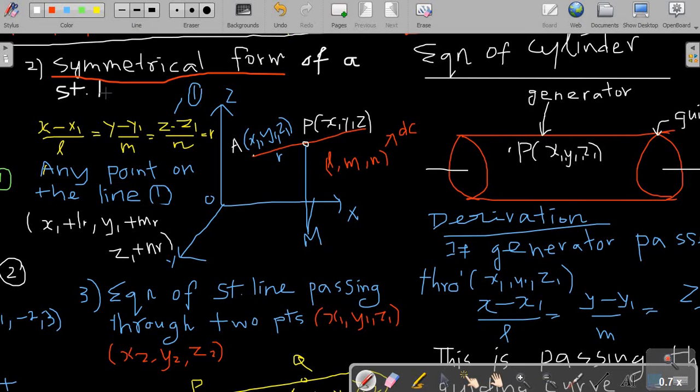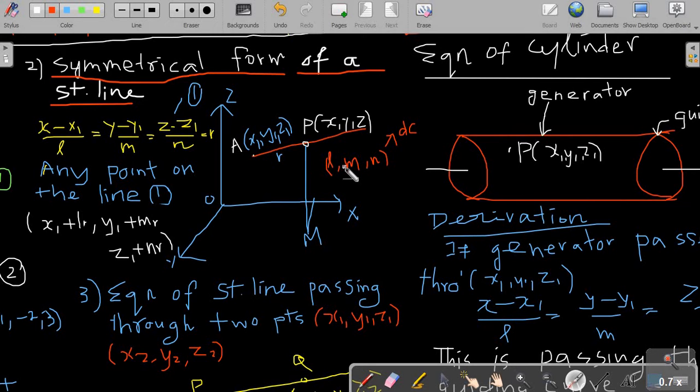Straight line, symmetrical form of a straight line. We can underline it. Okay, so (x minus x1) by L equals (y minus y1) by m equals (z minus z1) by n equals r. This is what we call the symmetrical form of a straight line, where x1, y1, z1 is any point on the straight line.